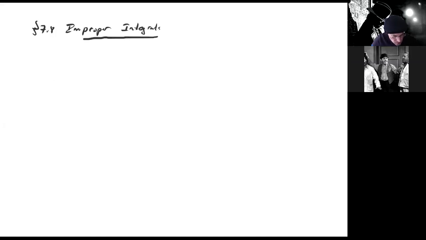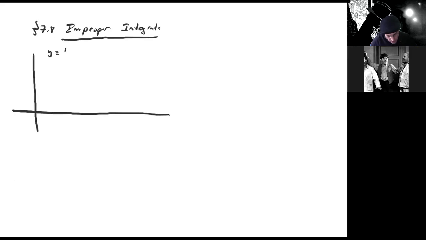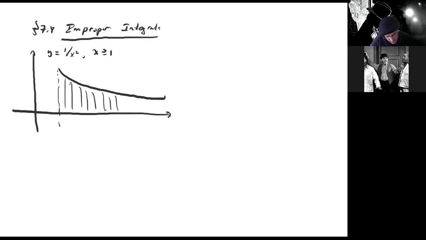I'm going to introduce this with an example. Suppose we look at the curve y equals 1 over x squared for x bigger than or equal to 1. So that curve, here's x equals 1, is the x-axis. It looks like this. And the question one might ask is: this region, which is unbounded, does it have finite area?